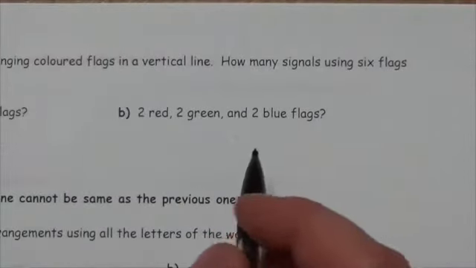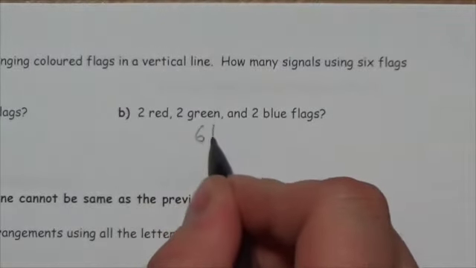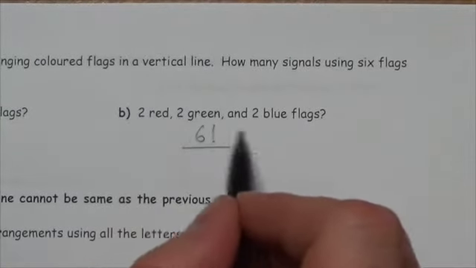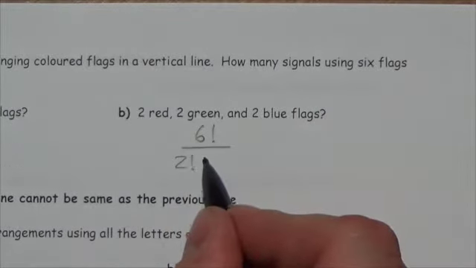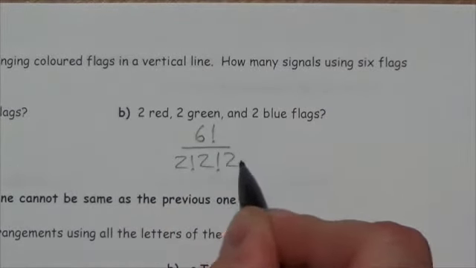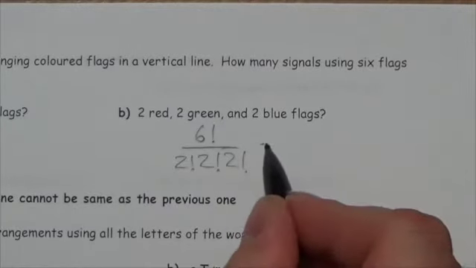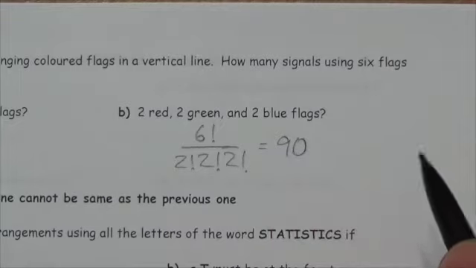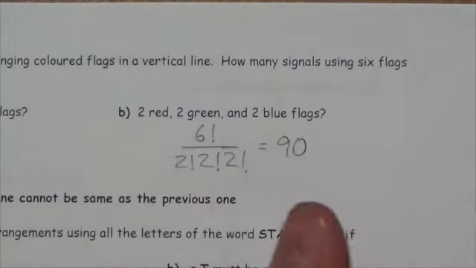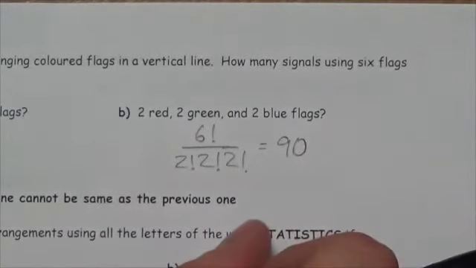Over here, similar sort of thing, except this time we've still got 6 flags: 2 red, 2 green, 2 blue. But this time there's a little bit more repetition because we've got duplicates of everything. And when we go to the calculator to evaluate this, we get that there are 90 unique signals that you can send with those flags.